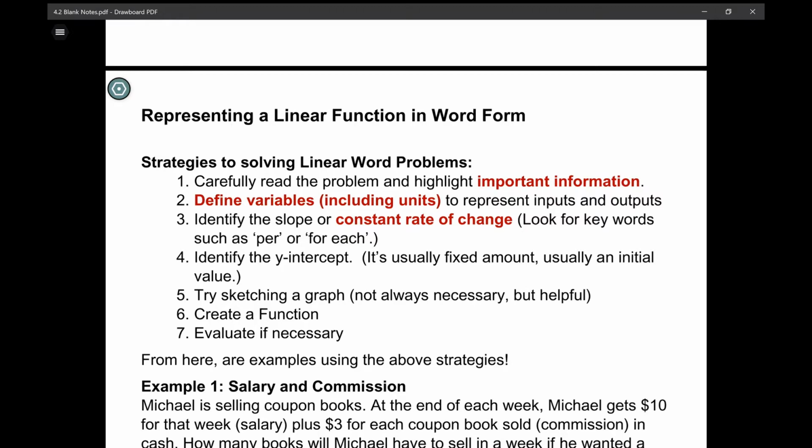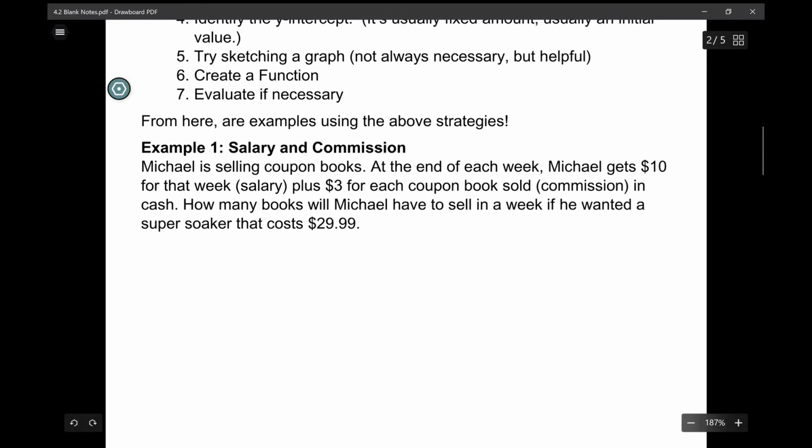You need to identify the y-intercept. It's usually a fixed amount. Sometimes it's an initial value. Sometimes they don't give you the y-intercept and you have to use another data point for the y-intercept, but sometimes they do. You could try sketching a graph. Sometimes that helps. Then you create the function and evaluate as necessary. Let's do some examples. All right, here we go.